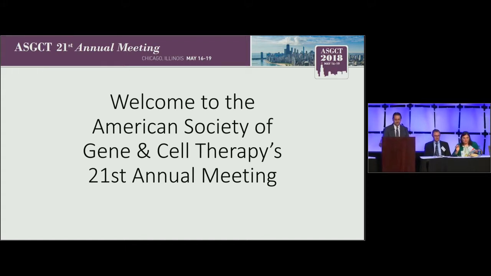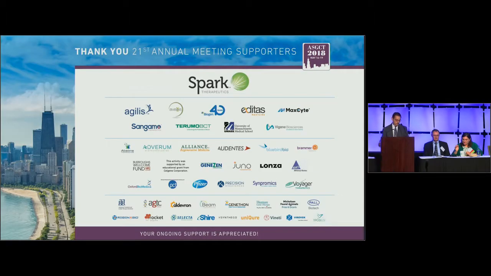And without further ado, I wanted to start with our first speaker, Dr. Don Kohn, who's going to talk to us about gene therapy for X-linked chronic granulomatous disease.